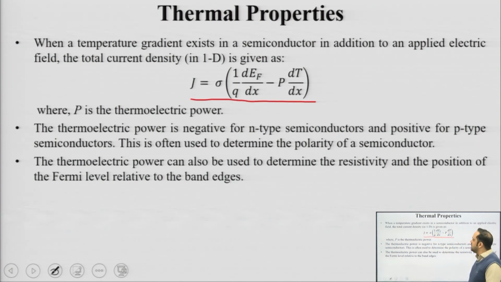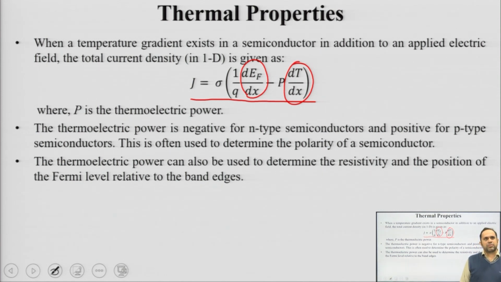Sigma is your conductivity. dEf by dx is the gradient in the energy band diagram, which happens when there is an electric field present, minus the thermoelectric power P and the temperature gradient. So, you see the electric field gradient with respect to distance and the temperature gradient with respect to distance. So, instead of your general J equal to sigma E, you have a slightly modified equation in the presence of two sources of energy, one being the external electric field and another being the temperature gradient.